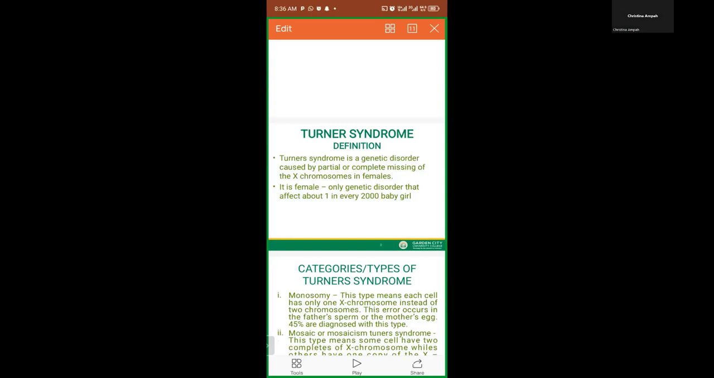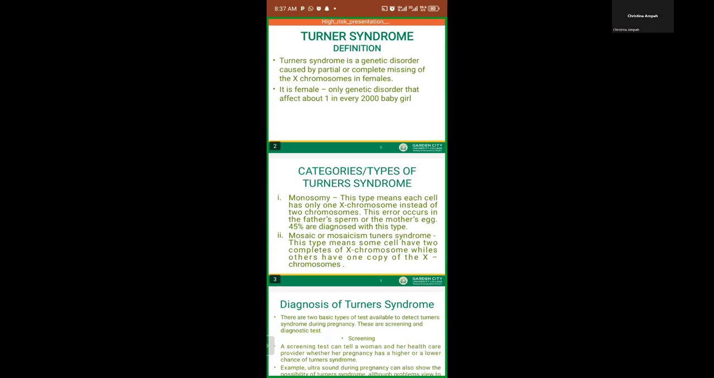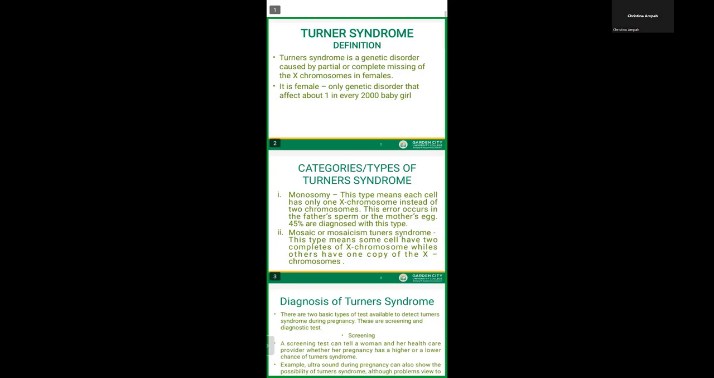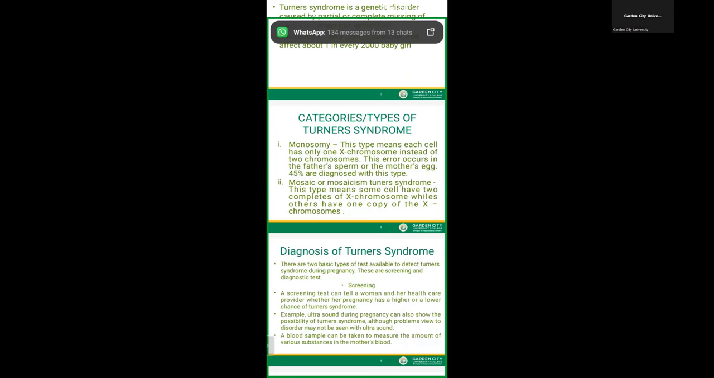So we have types of Turner syndrome, or categories. The first one we'll talk about is monosomy. This type means each cell has only one X chromosome, instead of two X chromosomes. The person has only one X chromosome.